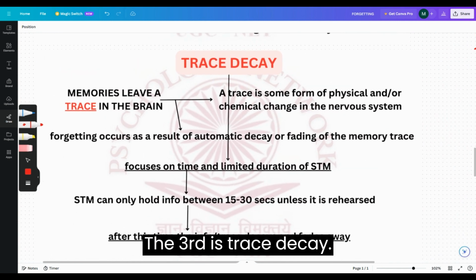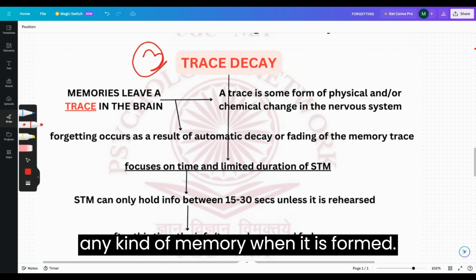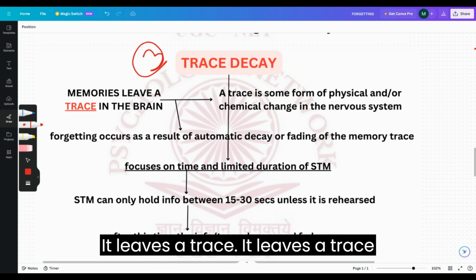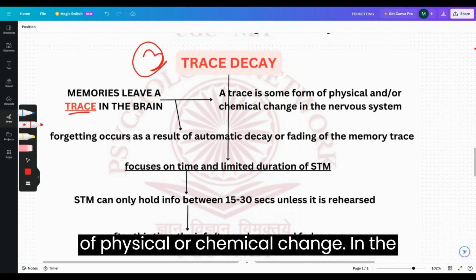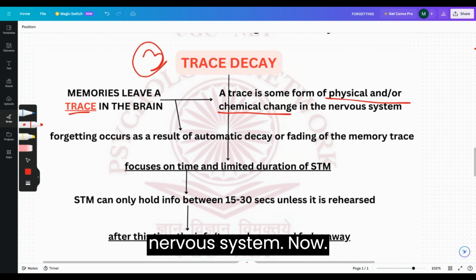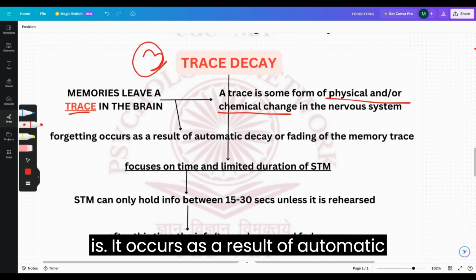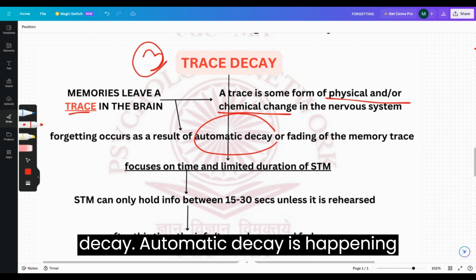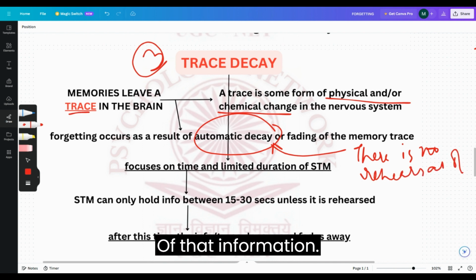The third is trace decay. What this theory is saying is that any kind of memory, when it is formed, leaves a trace in the brain in some form of physical or chemical change in the nervous system. Now, why is forgetting happening? Because it occurs as a result of automatic decay. Automatic decay is happening because there is no rehearsal of that information.